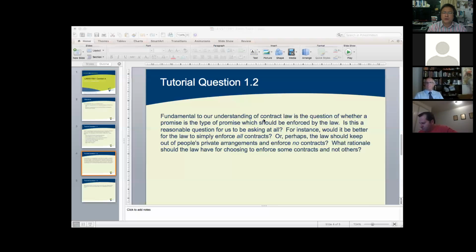Can anyone try to draw a connection between the relational theory and what Chrissy said about there being instances when you shouldn't have to go to the court system to resolve disputes about contracts? Okay, based on an existing relationship. So what are we saying here?